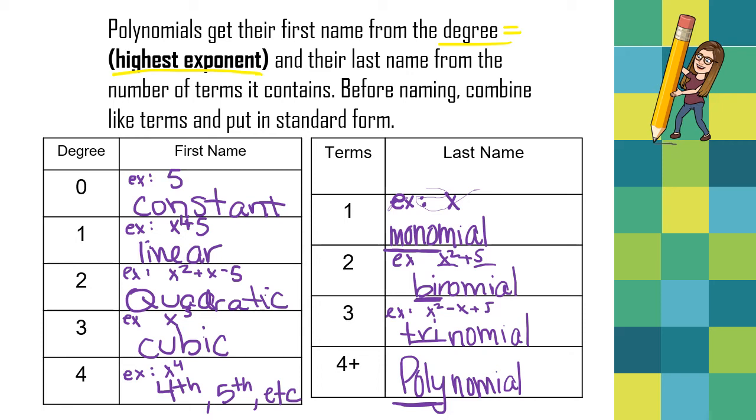So these are names that you're going to have to know. If I say, please add these two binomials, please multiply this linear times this quadratic, you know what I'm referring to, okay?